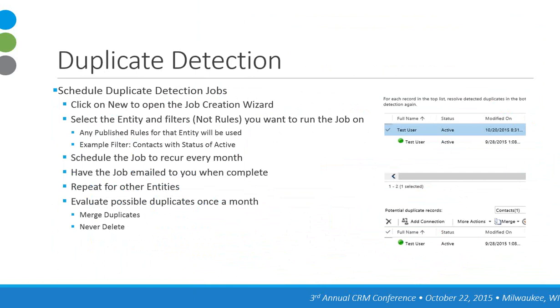and then give you a report on if it found anything in there. You have the ability to schedule the job to recur at a time period that works for you, and you can even have the job emailed to you when it's complete. And then we recommend setting up these jobs for any entity that you may use heavily and have duplicate detection rules for. After the job's done, you can evaluate them, go through and merge these duplicates, and just kind of keep your data clean for your users in that way.